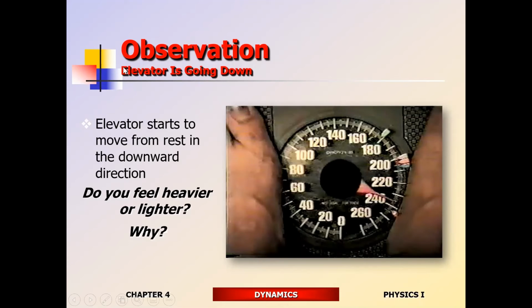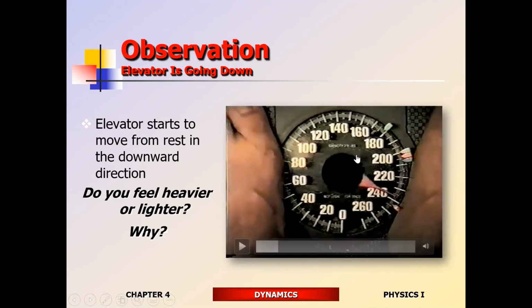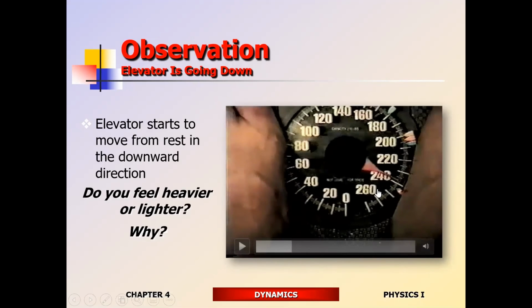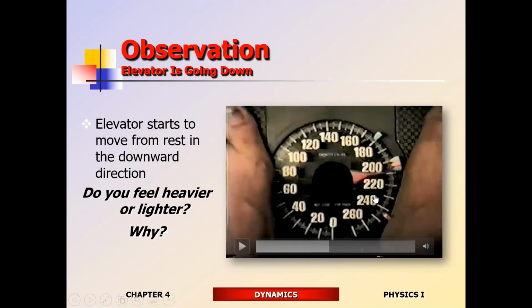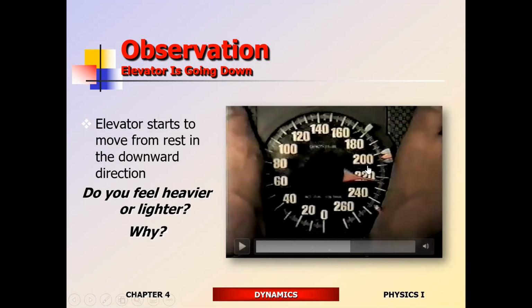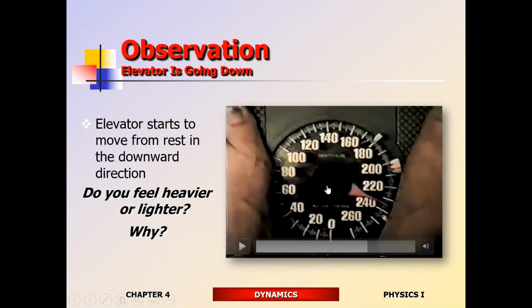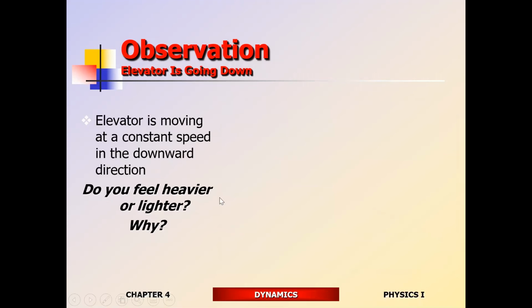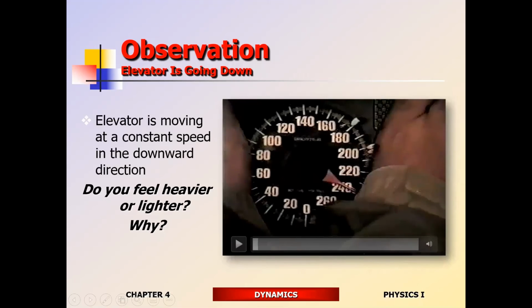So look what happens. An elevator is going down. So it's just going to accelerate in the downward direction initially. And as soon as the elevator starts to accelerate in the downward direction, notice that his weight is going to jump down, almost all the way down to 200 pounds. So not only do you feel lighter when the elevator accelerates in the downward direction, evidently you do become lighter according to the scale.